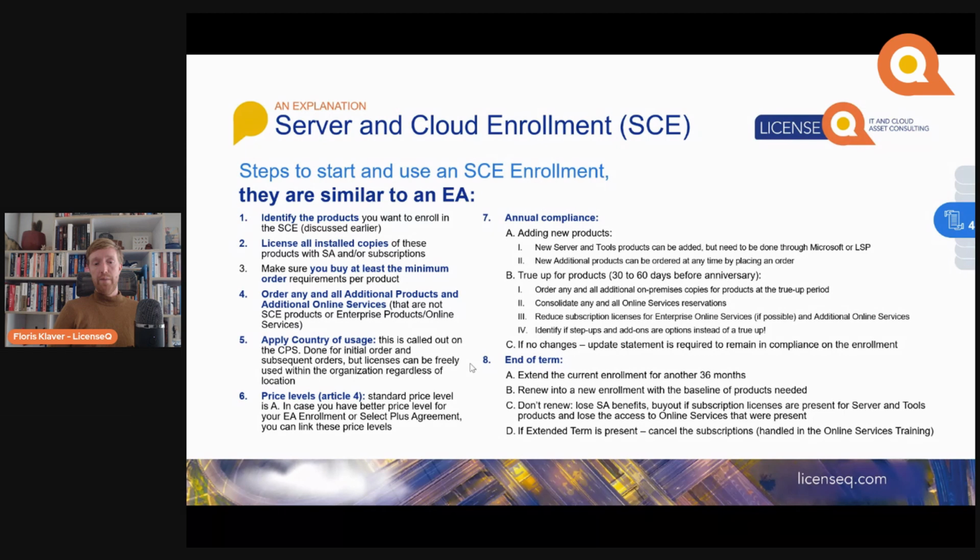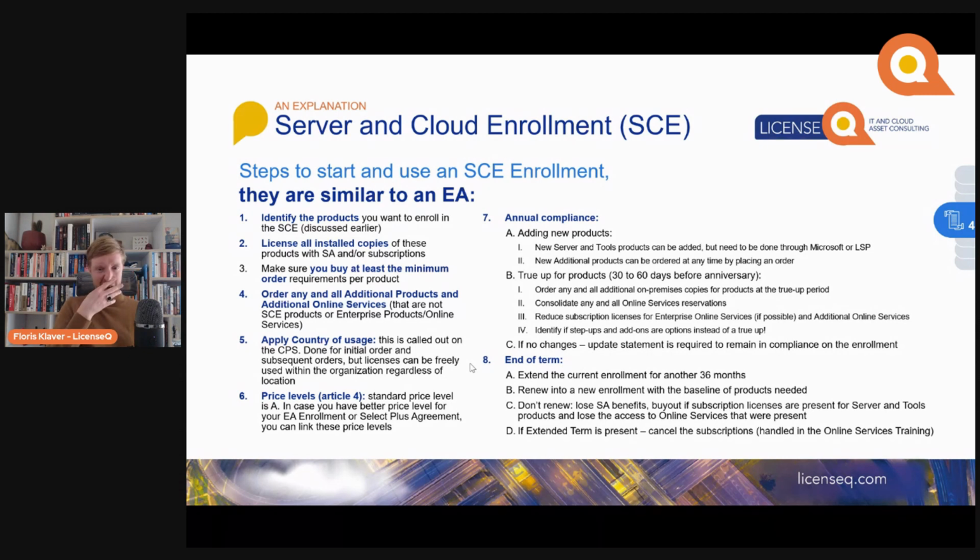In an SCE, you can buy any and all additional products and additional online services as well. Not a lot of people know this, but anything that is not an SCE product, so not being core infrastructure, SQL, SharePoint, BizTalk, Visual Studio, you can buy as an additional product in an SCE. So if you do not want to standardize on anything device or user-based, you can buy an SCE, and you are still able to buy additional products like Project, Visio, you name it, Exchange Server, etc.